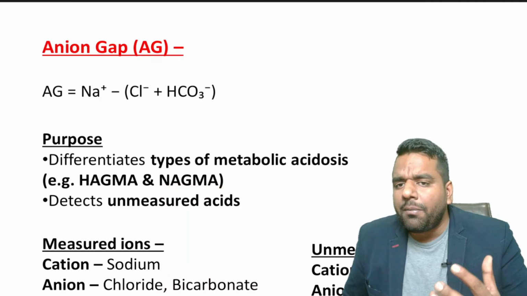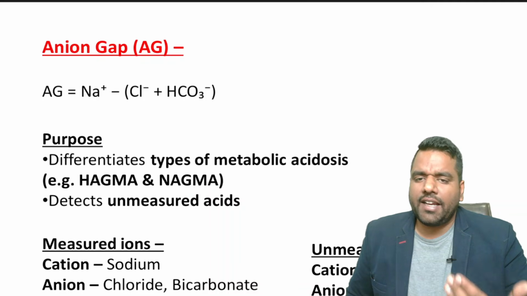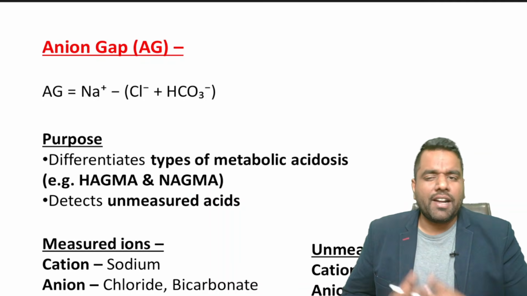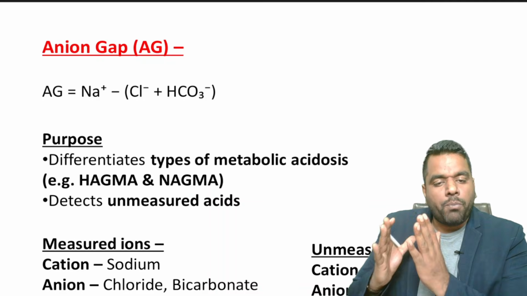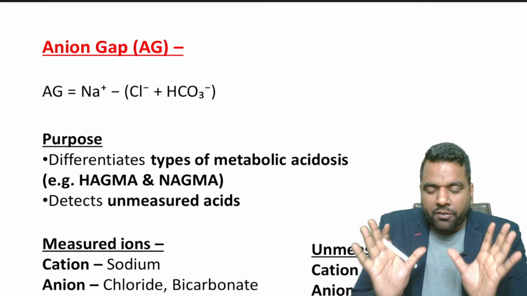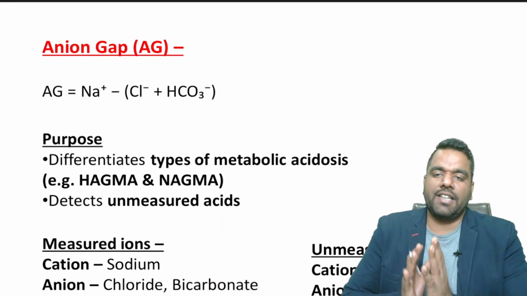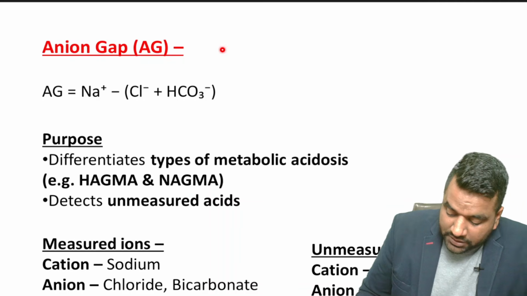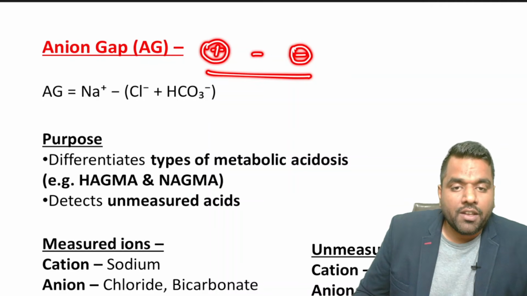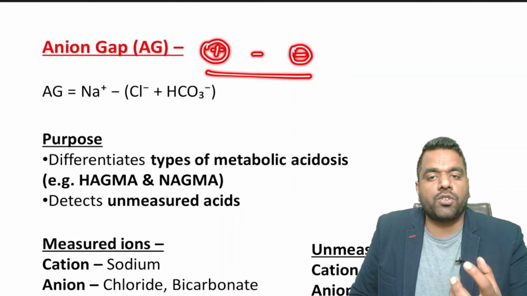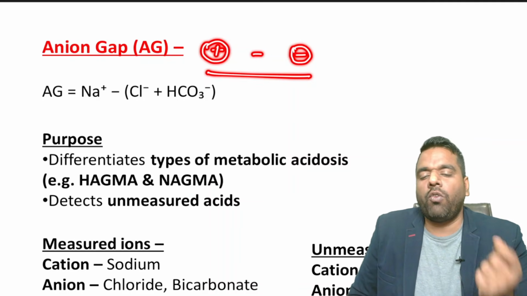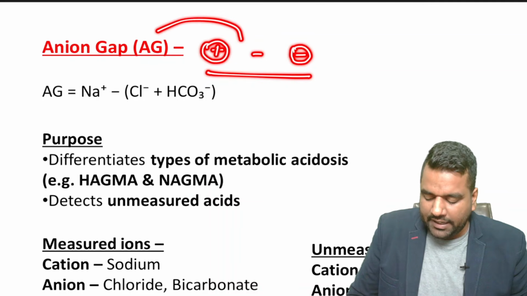Guys, anions means negative ions and cations means positive ions. And how can you differentiate? The difference between the positive and negative ions in plasma we call the anion gap. So calculate whatever positive ions and negative ions are there and get the difference between them. Whatever the difference is, we call it the anion gap.